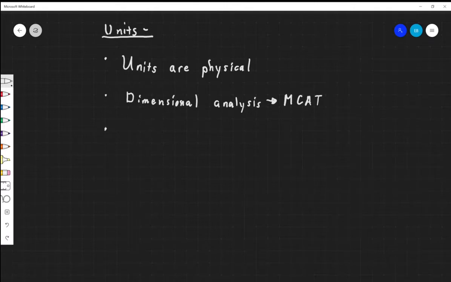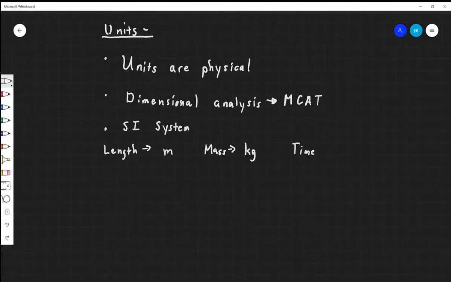Now we have an international system of standards that we use called the SI system, the Système International. The SI system has some standardized units for measuring different kinds of quantities. For length, our SI unit is going to be the meter. For mass, the SI unit is going to be the kilogram. For time, the SI unit is going to be the second.